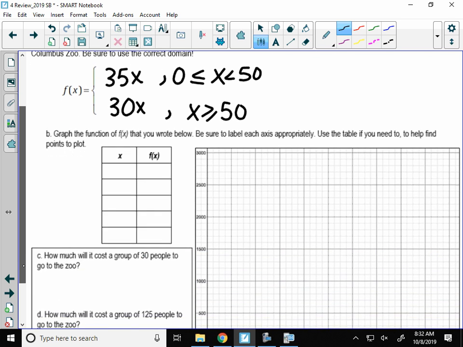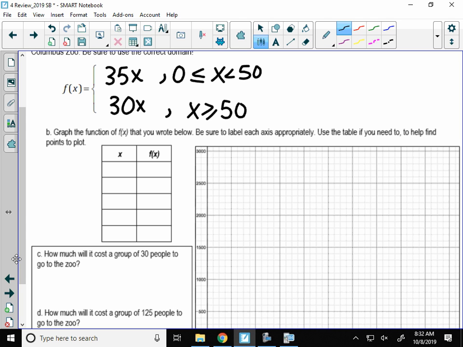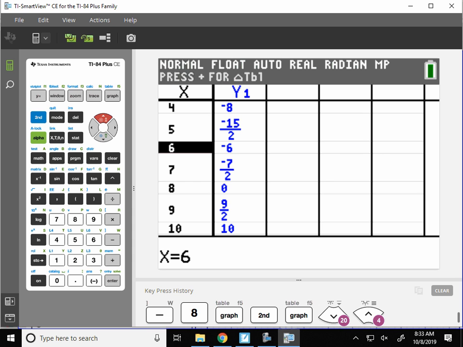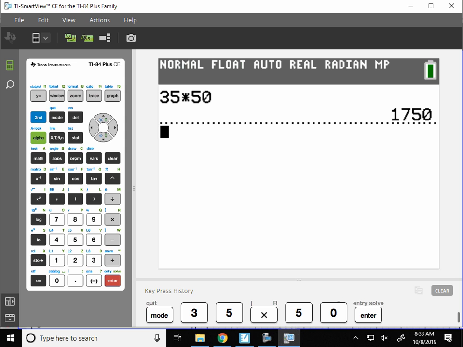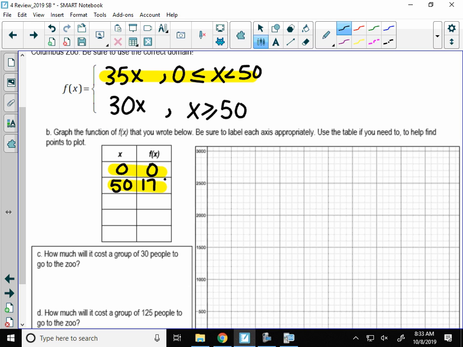Now, if I'm going to graph this, I have a segment, so I have to graph a couple of points. For that first equation, I can plot just 2 points in my table. We'll do 0 and 50. You can use your calculator here. 35 times 0 is 0. And then 35 times 50 is $1,750. So those are the 2 points I'm going to plot for the first segment. I'm going to have a closed dot at 0 and an open dot at 50.